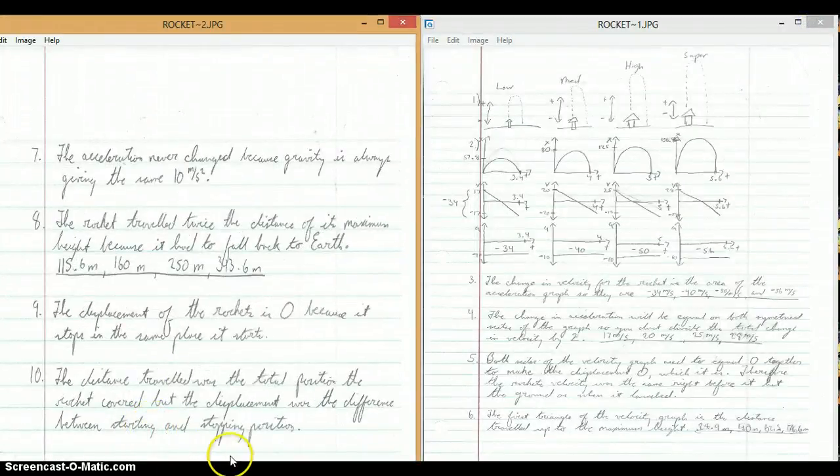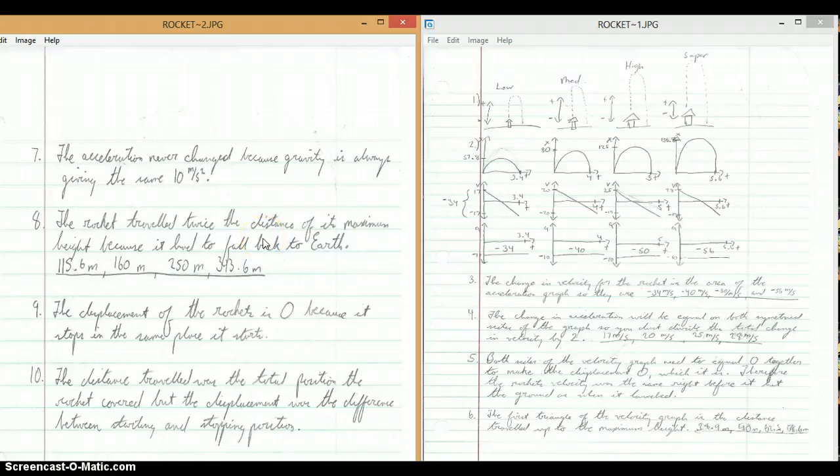Number 7, was the acceleration different when the rocket reached its maximum height? Even though when it reaches its maximum height it has a velocity of 0, because it stops and then falls back down to the earth, the acceleration is still a constant negative 10 meters per second squared, because that's just how Earth's gravity field acts on everything all the time.